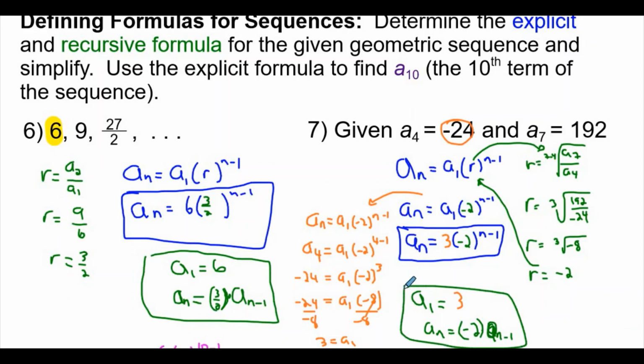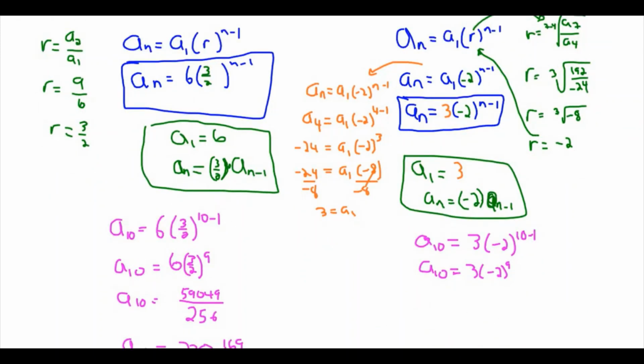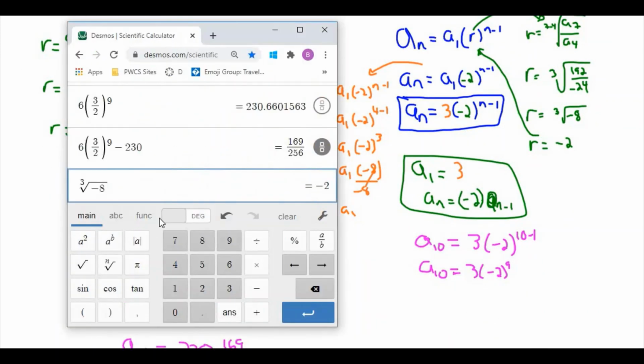And then the last thing it says to do is to find a of 10. A of 10 is found by using the explicit, and this again is just a calculator exercise. It's actually an identification of which formula to use exercise as well. So a of 10 is 3 times negative 2 to the 9th. That's just going to be an enormous number. It could be positive, it could be negative. Let's take a look at what it is.